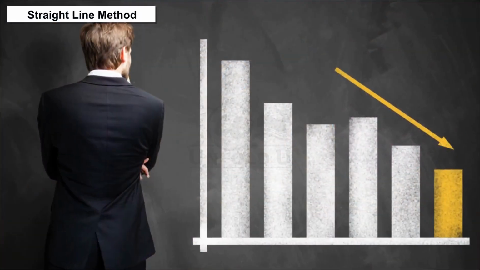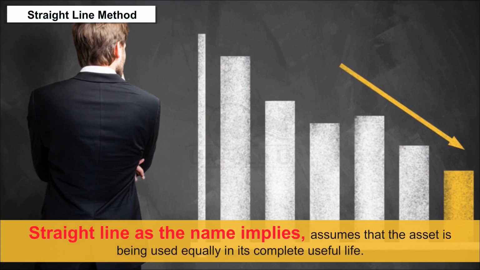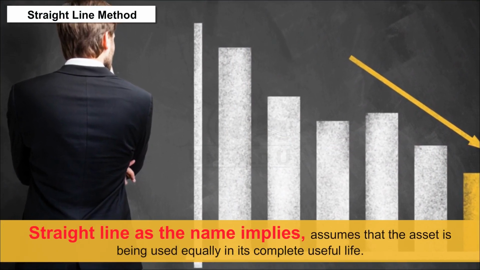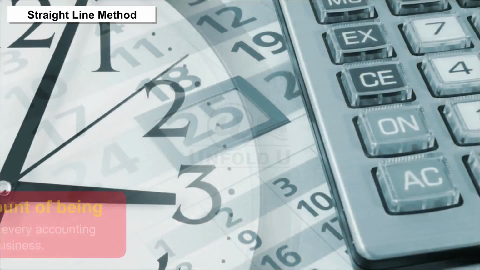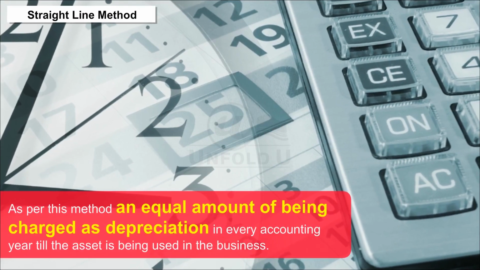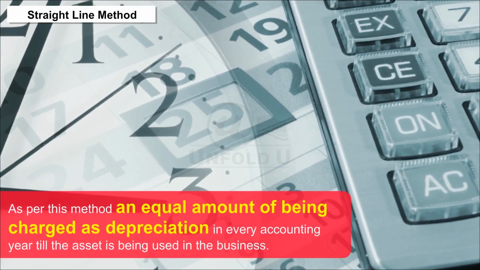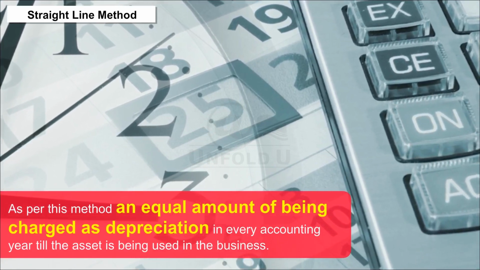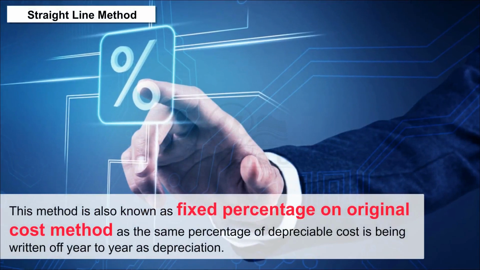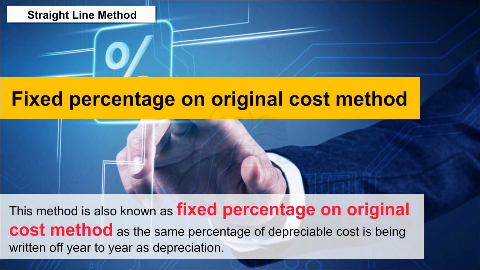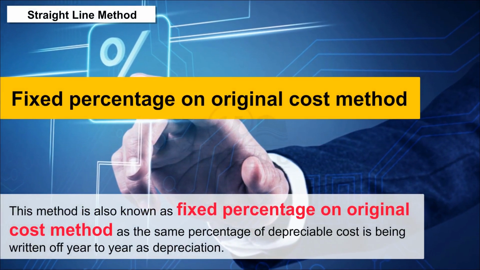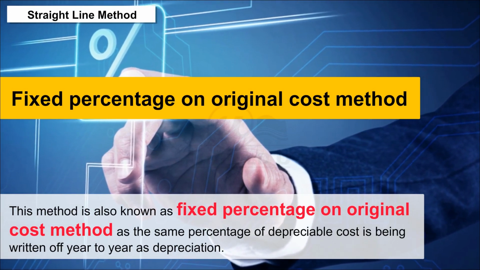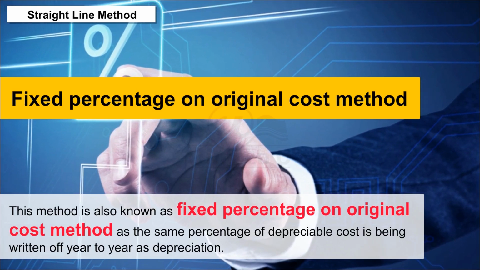Straight line method. Straight line, as the name implies, assumes that the asset is being used equally in its complete useful life. As per this method, an equal amount is charged as depreciation in every accounting year till the asset is being used in the business. This method is also known as fixed percentage on original cost method, as the same percentage of depreciable cost is being written off year to year as depreciation.